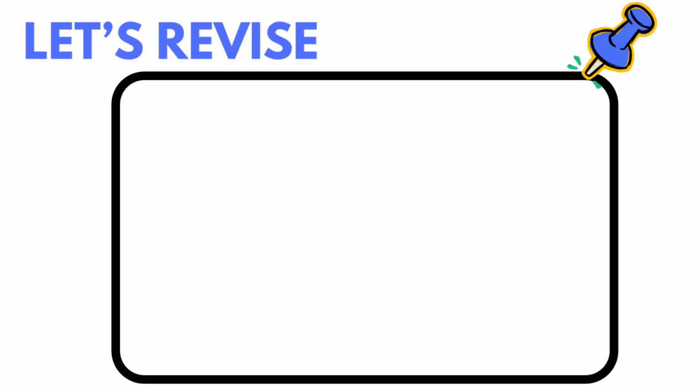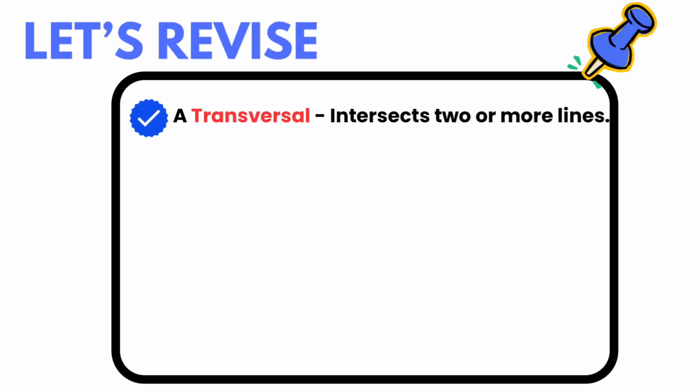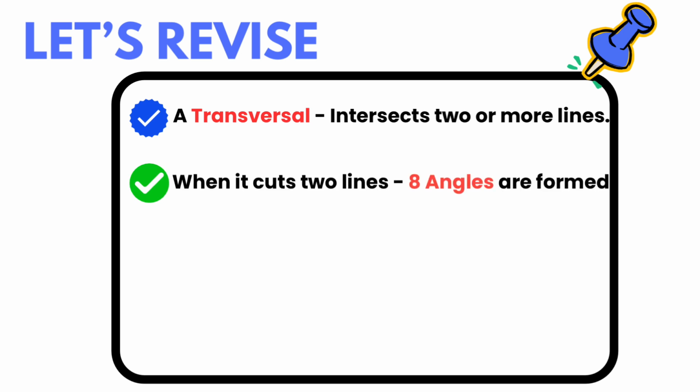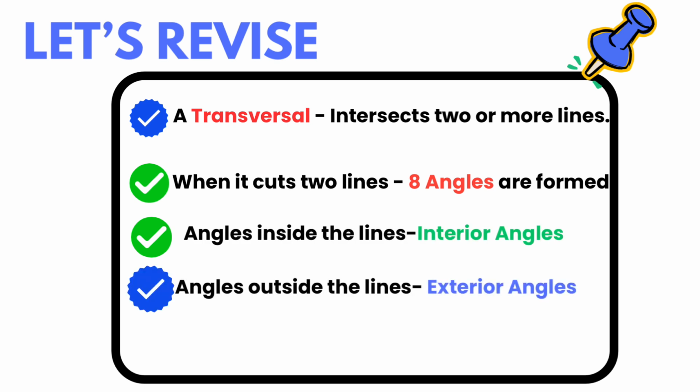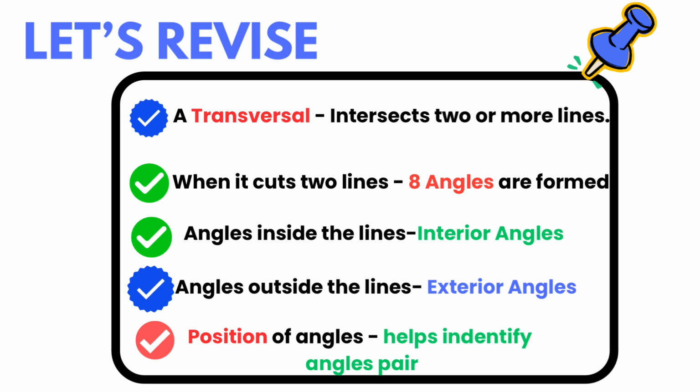Before we finish, let's quickly revise. A transversal is a line that intersects two or more lines at a distinct point. When it cuts two lines, we get 8 angles. Angles inside the two lines are called interior angles. Angles outside are exterior angles. And the position of these angles helps us to identify the special angle pairs.